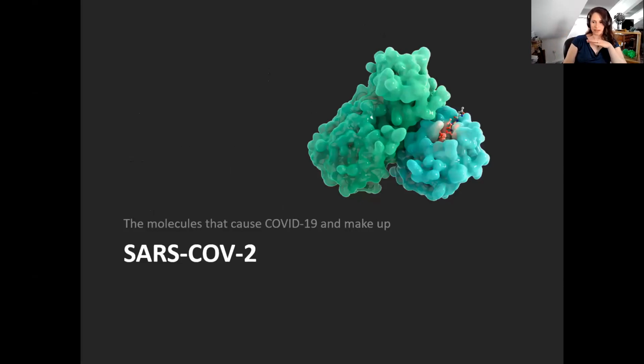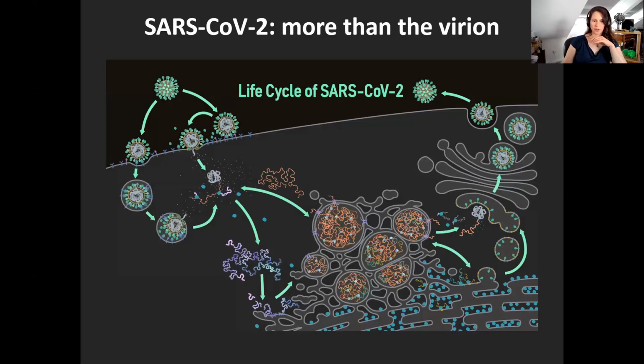Now I'm going to quickly talk about SARS-CoV-2. So this is a life cycle we made in collaboration with the animation lab at the University of Utah. This is what is commonly referred to as the virus, but really it's the virion. It is the transport form of the virus.